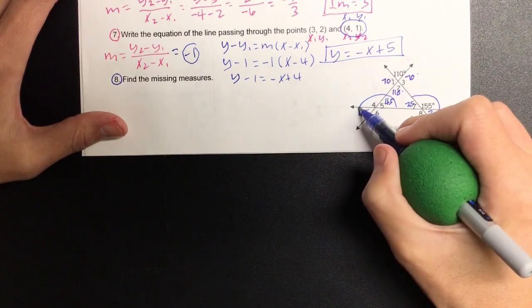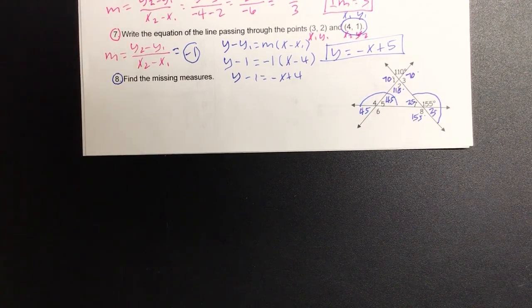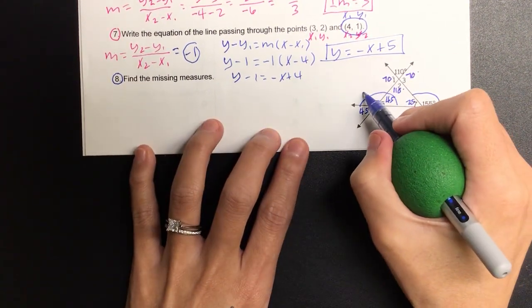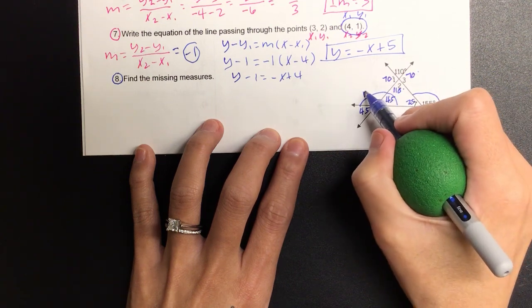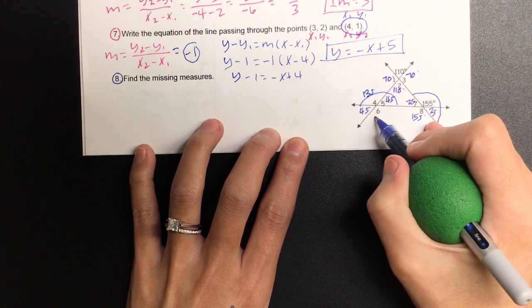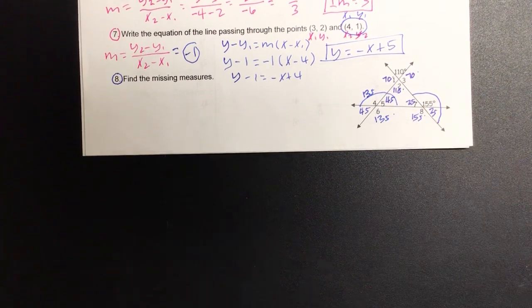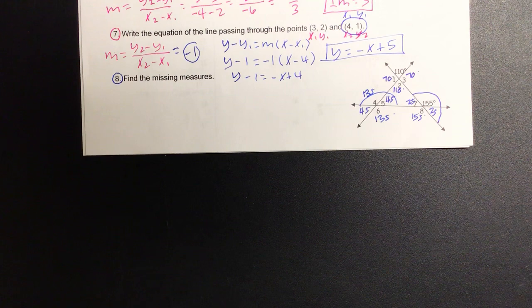I have a linear pair, so we know angle 4 has to be how many? 145 or 135? 35. And I have my vertical angles as well. Okay, questions on that one? All right, let's go on to the back.